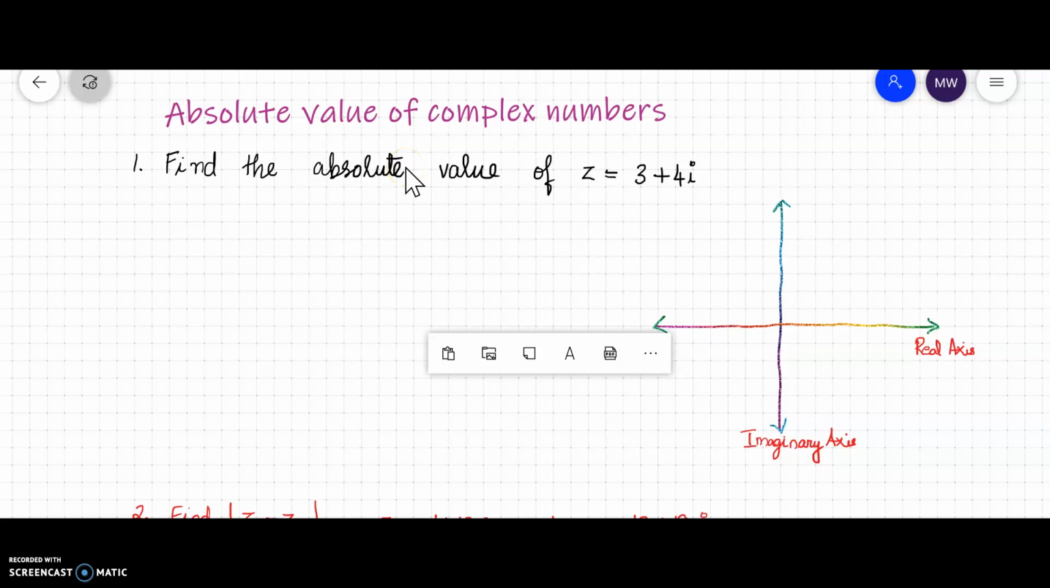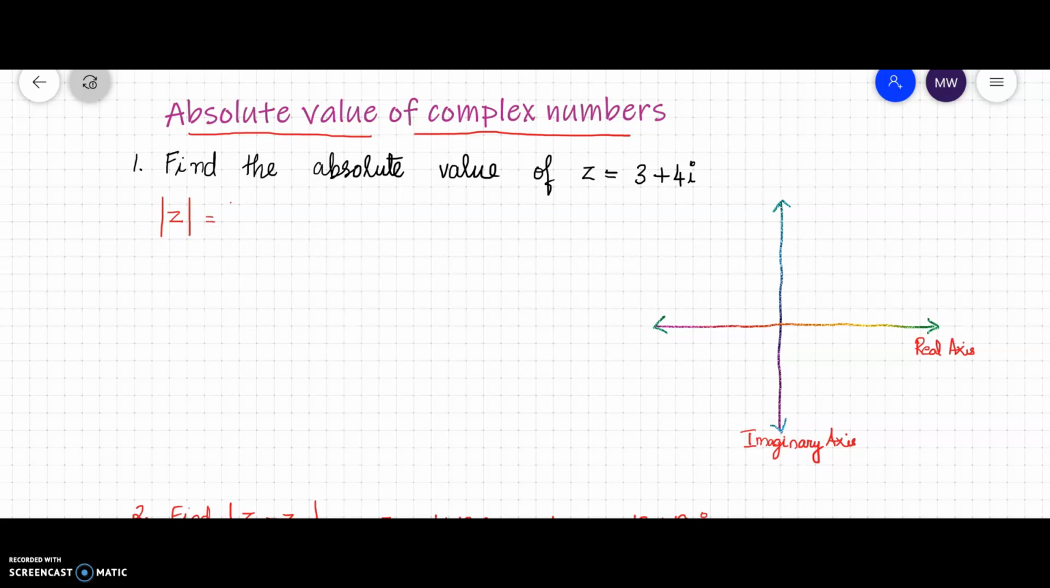Hi, in this video we're going to talk about how do you find the absolute value of complex numbers. I'm going to show you how to do this by using the formula and also what it actually means when you say absolute value of a complex number. The absolute value is denoted by two parallel lines like that. When you put z inside them, it's called the absolute value of z.